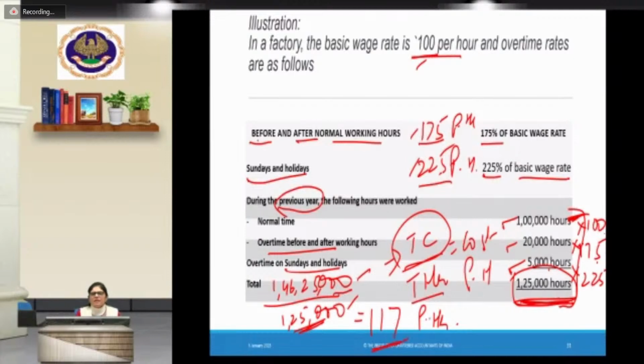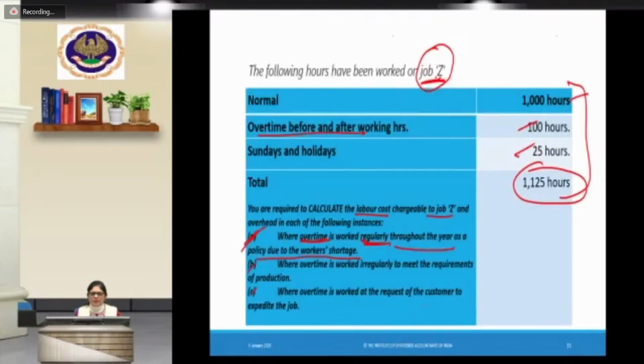117 is the normal labor cost per hour in the first case. So with the normal labor cost per hour, we now have to calculate the hours worked on job Z. This is the normal wage rate per hour. Then you can see here, 100 in the first case into 175 and into 225. This is how we calculate job Z for the first case.